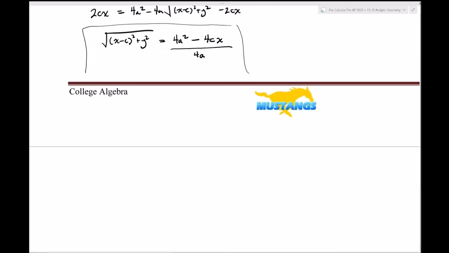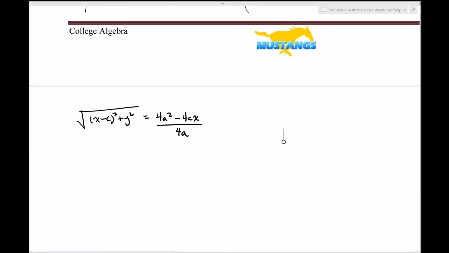I guess that's fine. So we have the square root of (x minus c) squared plus y squared, the square root of the whole thing, equals 4a squared minus 4cx over 4a. And what I'd like to do to get rid of that square root is square both sides, and we're almost going to be done. So if I square both sides, I get (x minus c) squared plus y squared is equal to, and I've got to square that entire side.